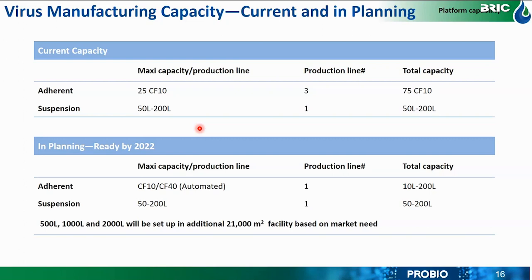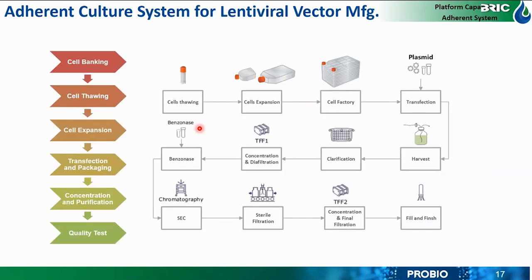And this is a typical adherent culture system for lentivirus manufacturing, from the cell banking, using the cell factory system, to transfection. And for the downstream part, we apply multiple steps to purify and concentrate the viral vectors.